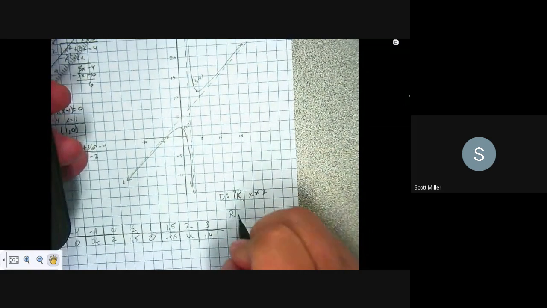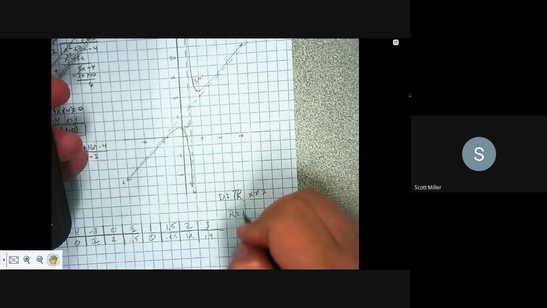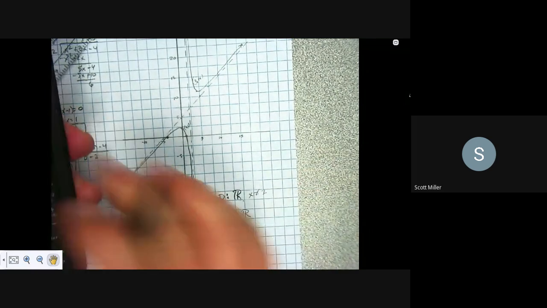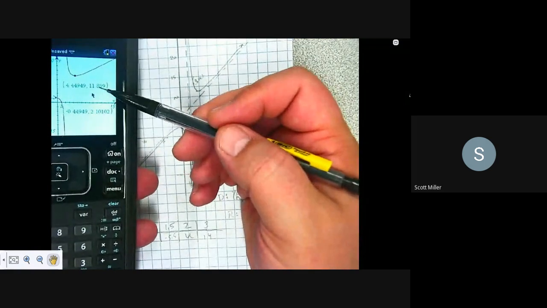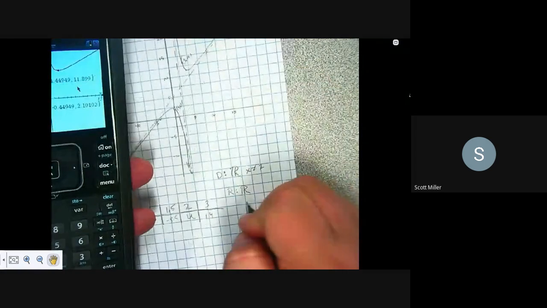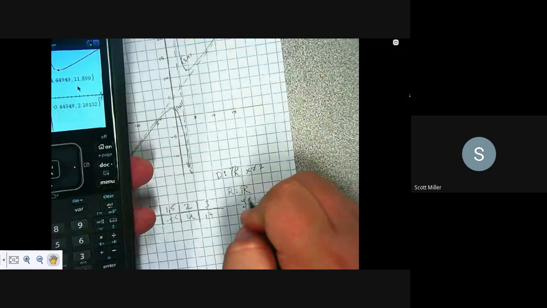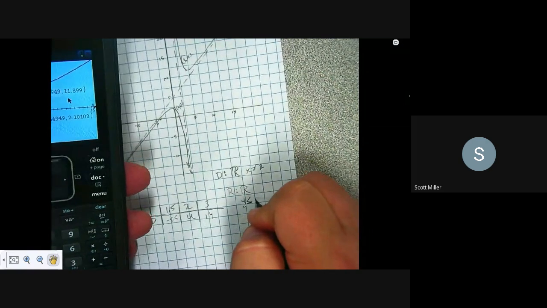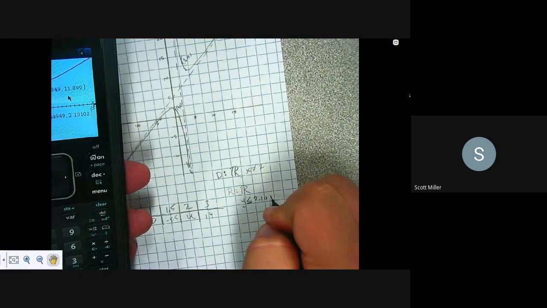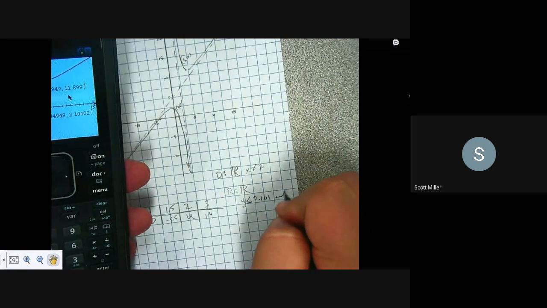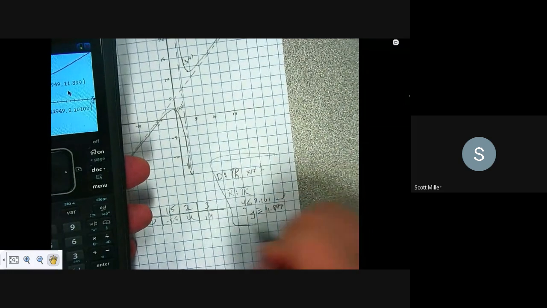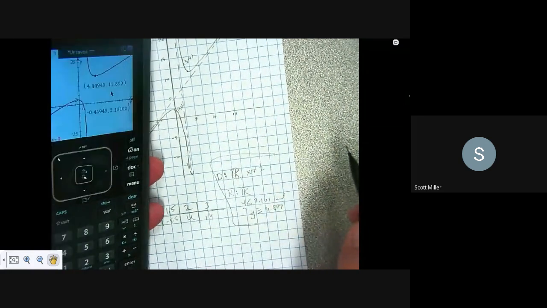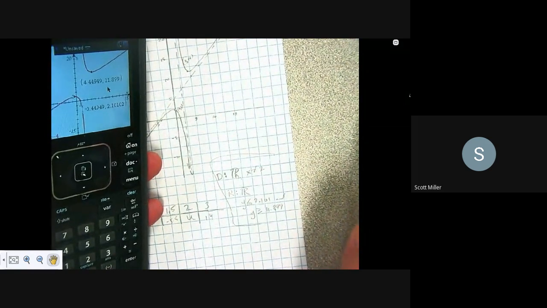But our range is a little bit more complex. It is all the real numbers, the y values lower than that, and the y values greater than that. So it's going to be all the y's that are less than or equal to 2.101, and the y's greater than or equal to 11.899. So that is how you can find the domain and range using your calculator. Okay?